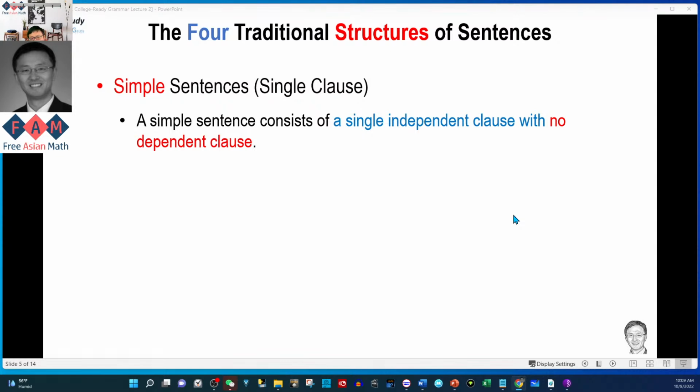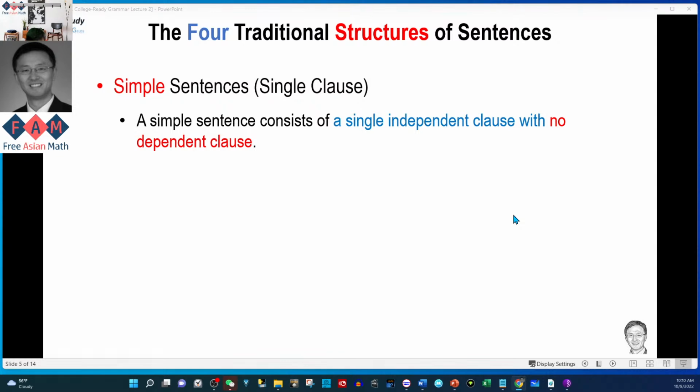The definitive feature of a simple sentence is that it contains one single independent clause. This is a very important term, independent, with no dependent clause. Well, this sounds like a kind of confusing definition, right? Because we have not even defined or talked about what is an independent clause and what is a dependent clause. But you will understand those terms shortly.